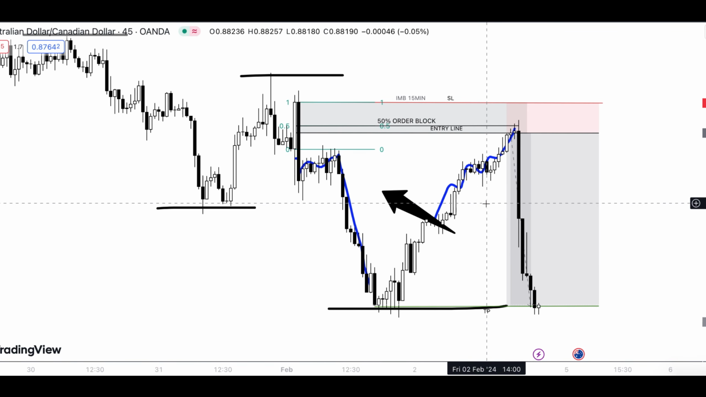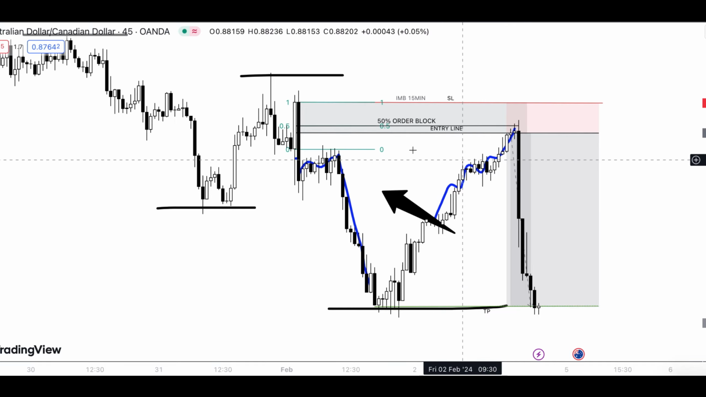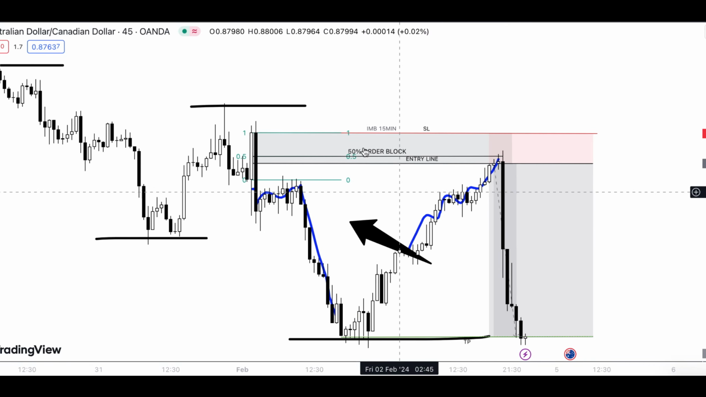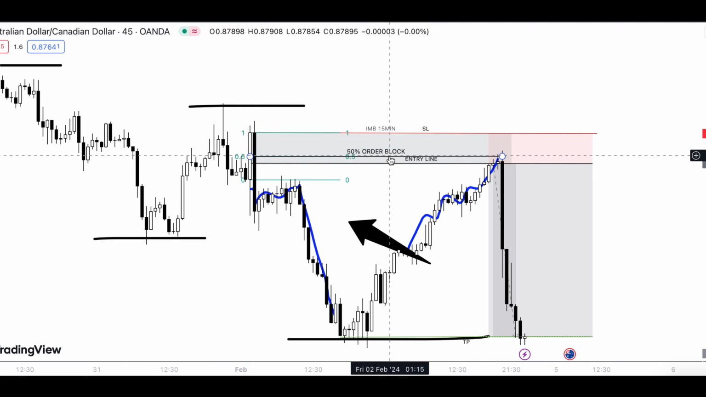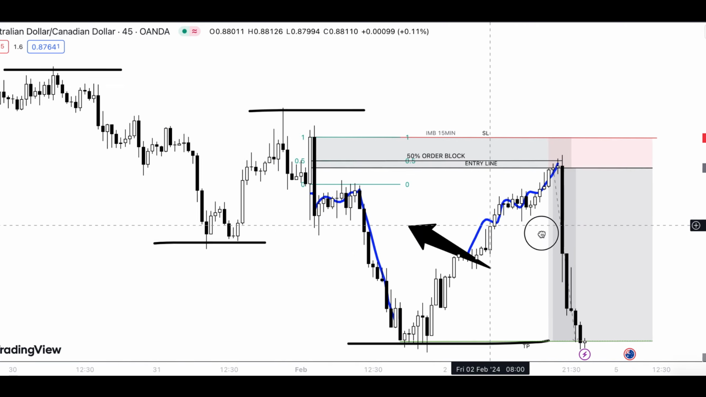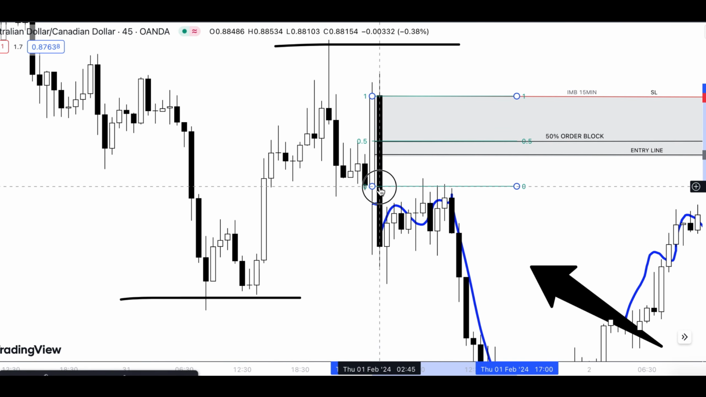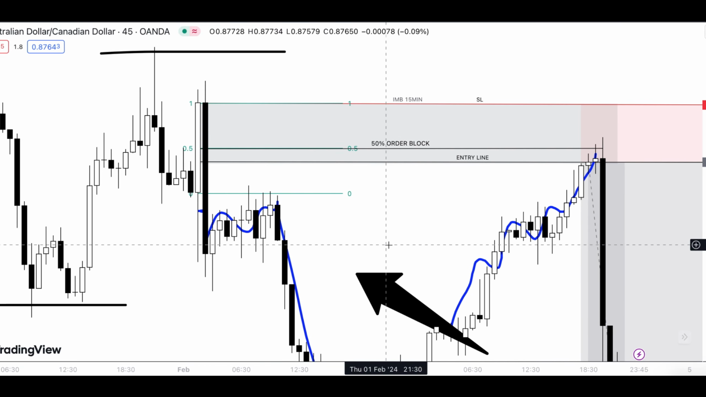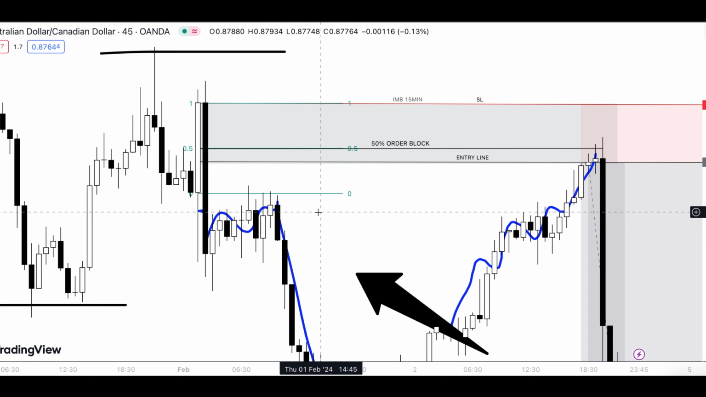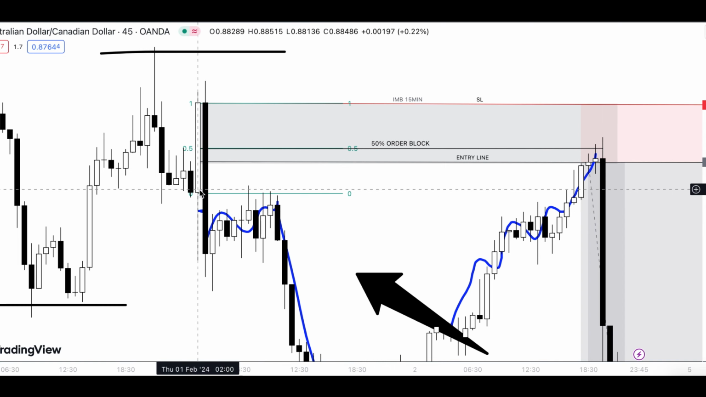Sometimes there will be both an imbalance and an order block all in one. But if you were trading, and you noticed on the 45-minute that there was an order block here, you would have taken the trade at the 50%, because 50% of the order block usually gets filled. And what I mean by 50% is 50% of the small candle here, the white candle, not the black candle. That's just how I trade: 50% of the small candle.